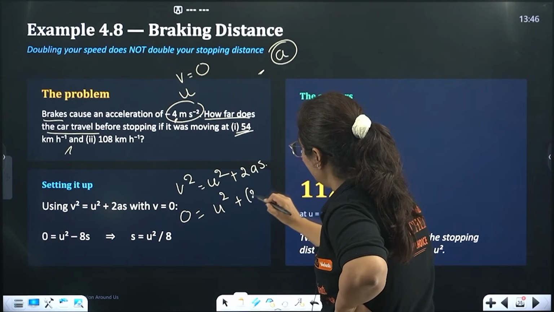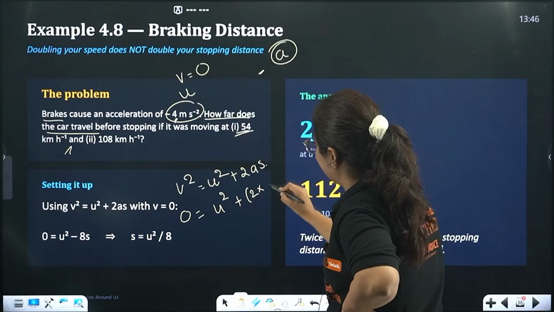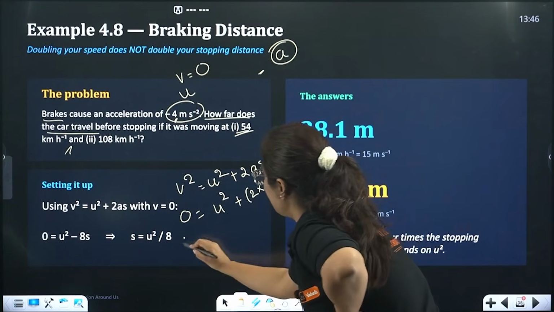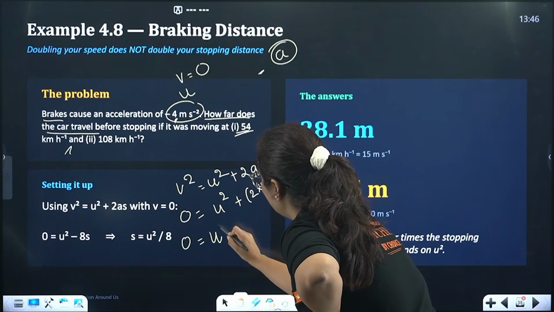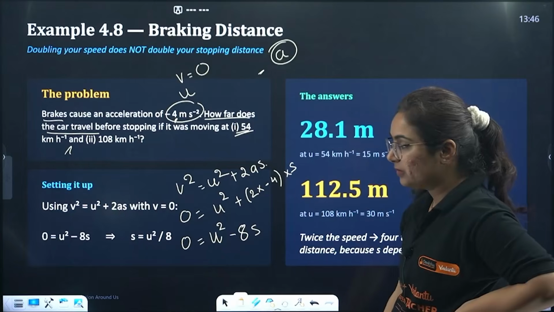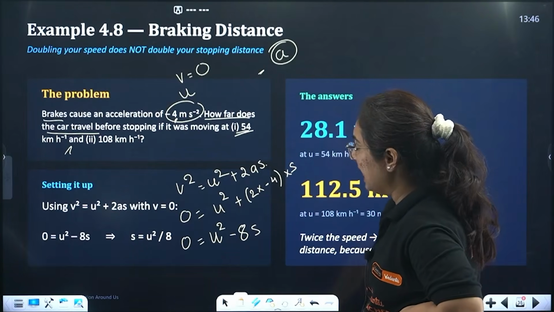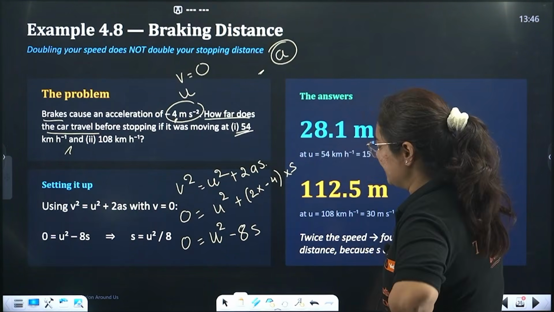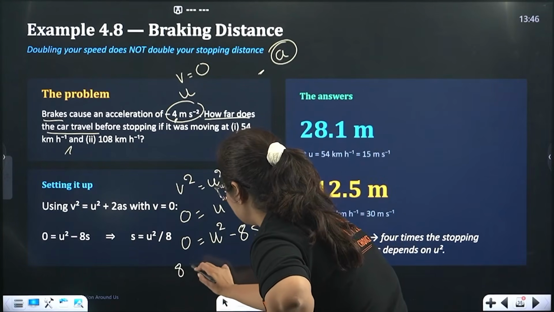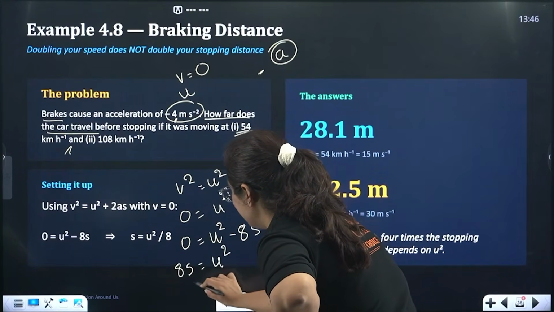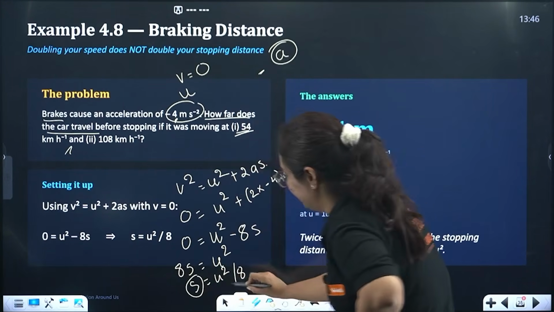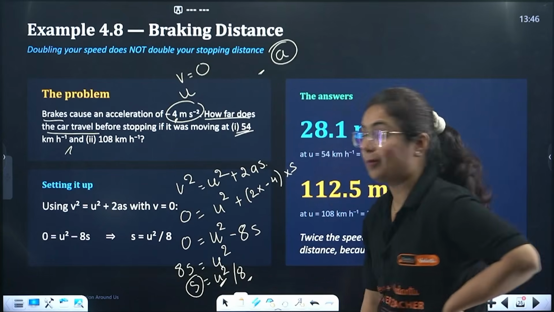So plus 2 into minus 4 into s. Okay, it will become 0 equals u square minus 8s. Here s is displacement. Can we write it like this, that 8s equals u square, then s will become u square upon 8? Displacement will be u square upon 8.